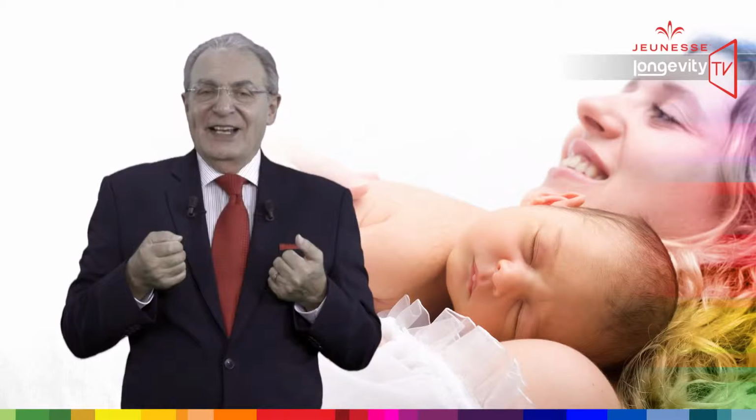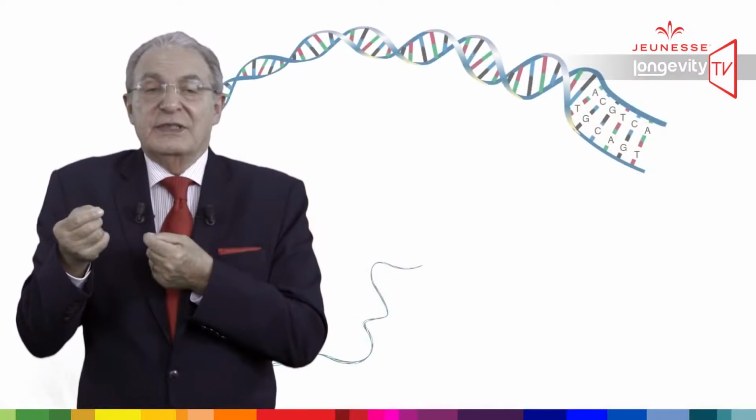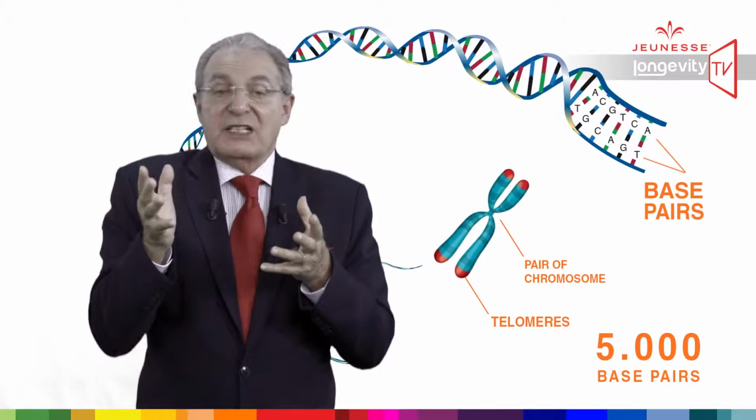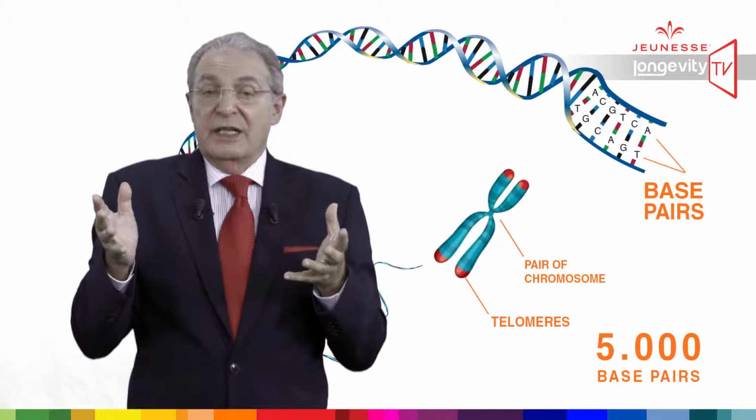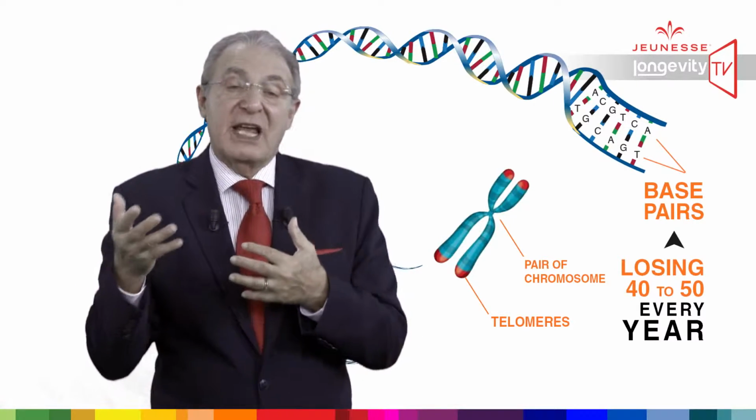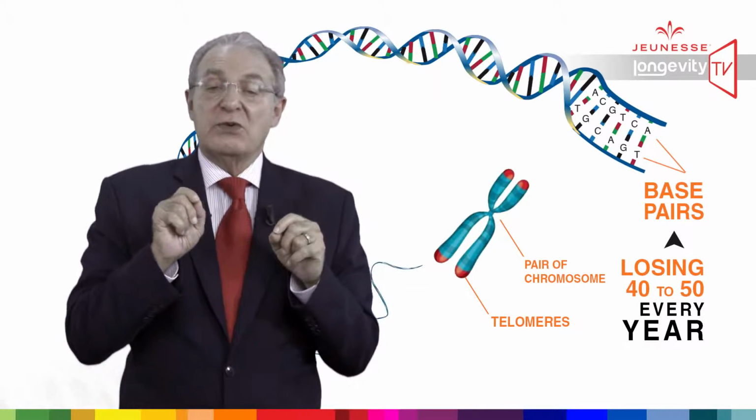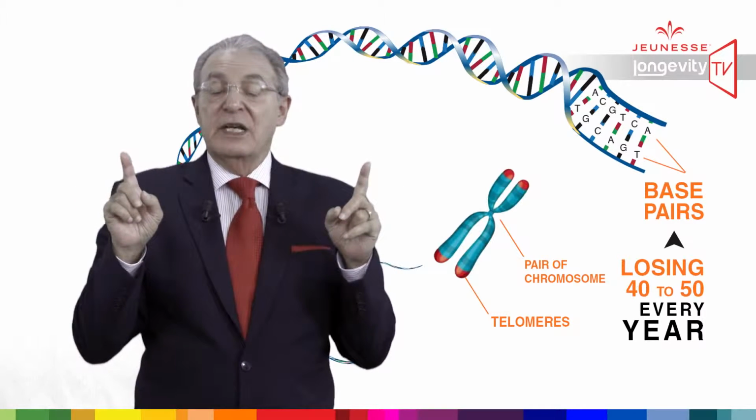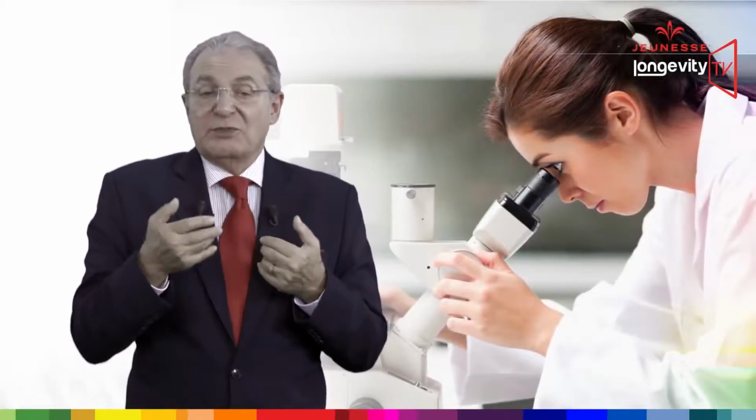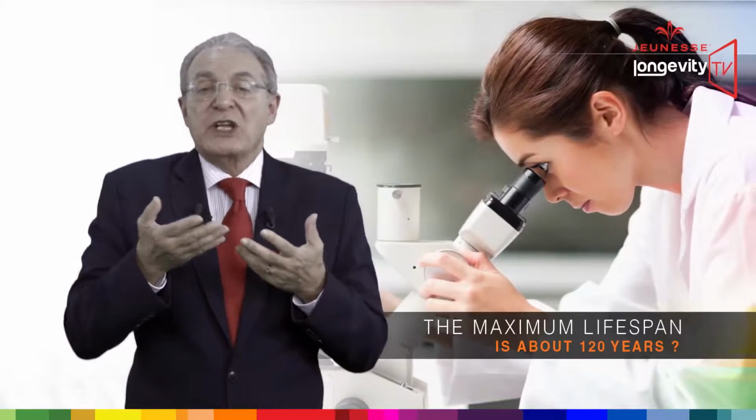In a sense, we start to die the minute we are conceived. When telomeres are reduced to 5,000 base pairs, our cells become senescent and die. We are losing approximately 40 to 50 base pairs every year. So theoretically, it should take 120 years to get all our telomeres reaching these 5,000 base pairs. This is why some scientists believe that the maximum lifespan is about 120 years.